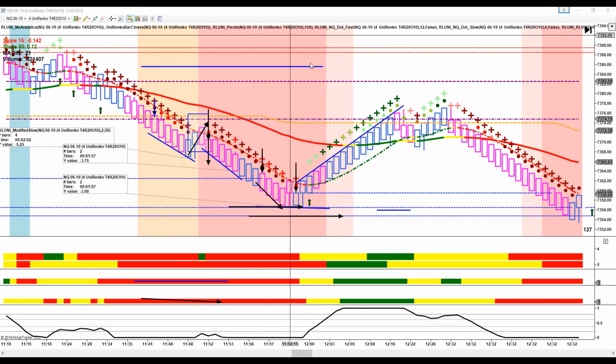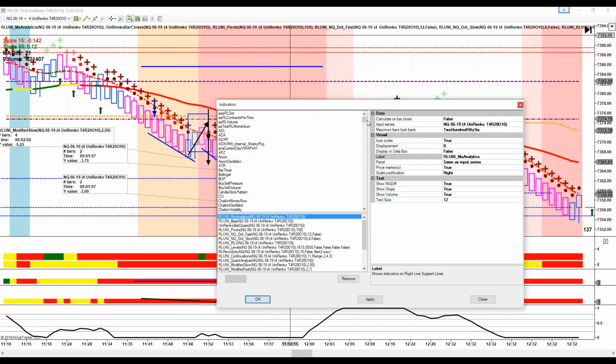Now let me show you one other thing. I have to put it in. Didn't have time to do it beforehand.